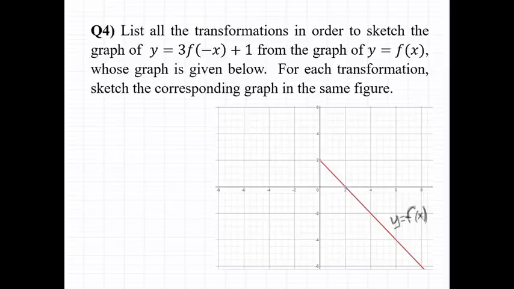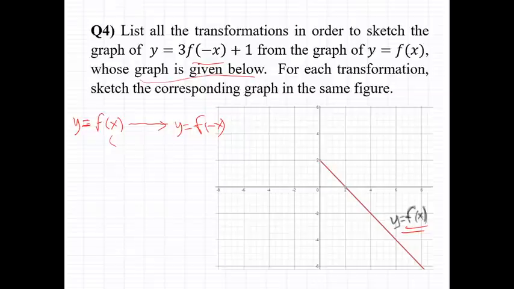List all the transformations in order to sketch the graph of y equal to f of minus x plus 1 from the graph of y equal to f of x, whose graph is given below. So we have y equal to f of x. For each transformation, sketch the corresponding graph in the same figure. Now, first I will start from f of x. First, f of x becomes what? I will go with this one first, f of minus x. And this corresponds to what?